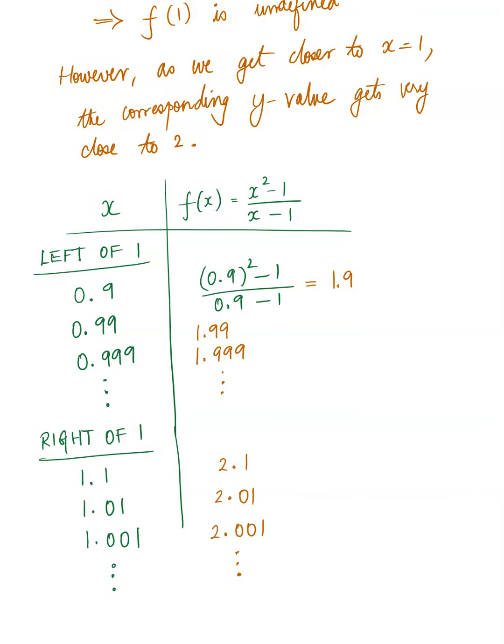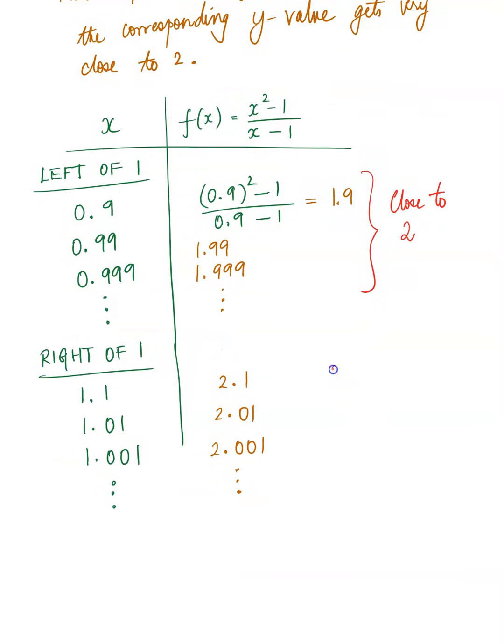Okay, so I have provided the values there. It's kind of convenient for this expression, right? So what I want you to notice is that as we get closer and closer to 1 on the x-axis, the corresponding y values get closer and closer to 2. There's 1.99, 1.99999, and so on. It gets really close to 2.